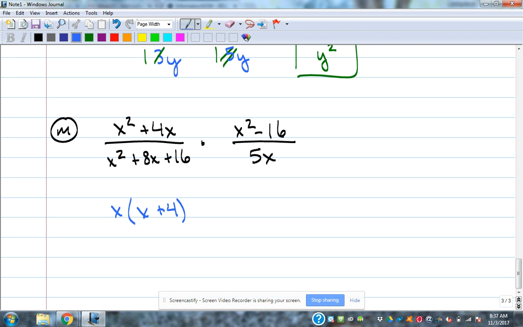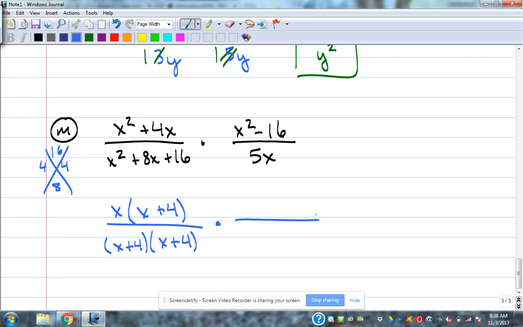So the top part's x parentheses x plus 4. The denominator, it's quadratic. Three terms, multiplied to be 16, add to be 8. 4 and 4. 4 times 4 is 16. 4 plus 4 is 8. So that's the right one. So it'd be x plus 4, x plus 4. And then I'm going to go ahead and factor the second fraction.